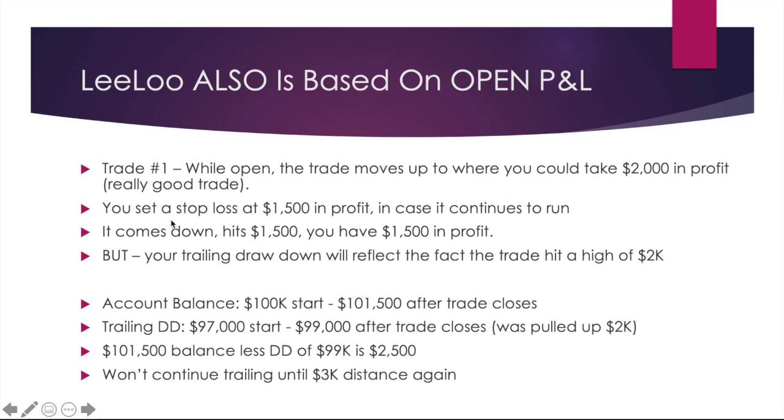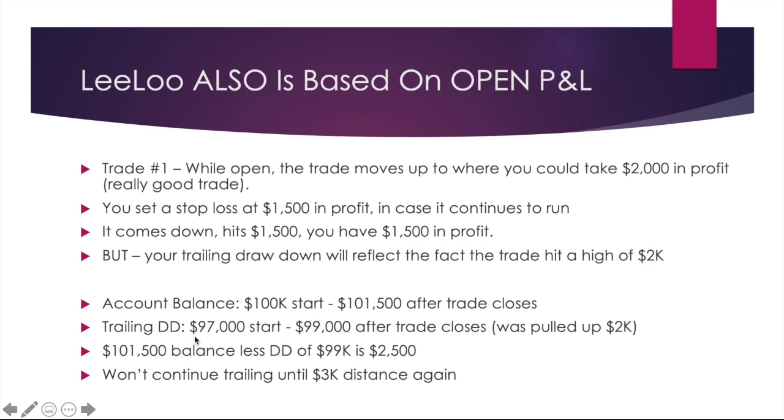So let's say it turns around, comes down, hits your stop, but you've made 1,500. So feeling pretty good about that. What you have to realize is your drawdown is based on the high of 2,000. It's not based on the 1,500. It's based on the high. Your actual profit will be based on 1,500. The drawdown will be based on the 2,000.